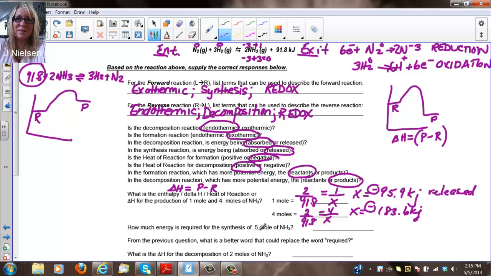And now they want to know how much is required for the synthesis of 0.5 moles of NH3. Same thing. I've got 2 over 91.8. This time I want to know about 0.5 moles and how much that is. And I wind up getting x equal to negative 22.95.